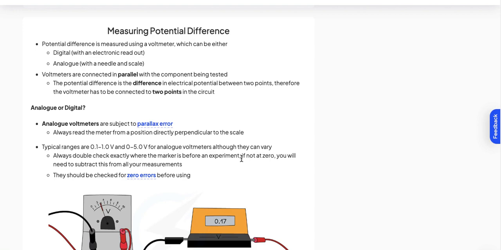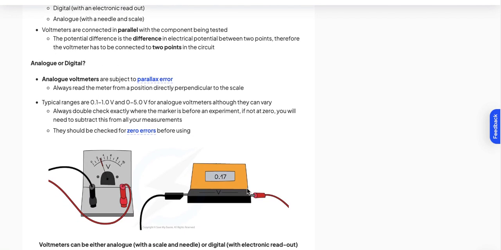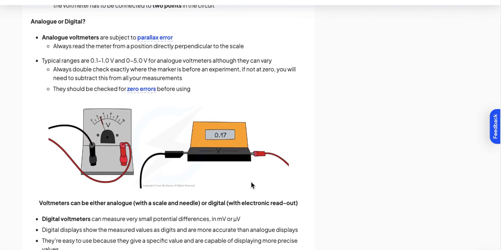Now the potential difference is the difference in electrical potential between 2 points. We've already established this fact. Therefore, the voltmeter has to be connected to the 2 points in the circuit.